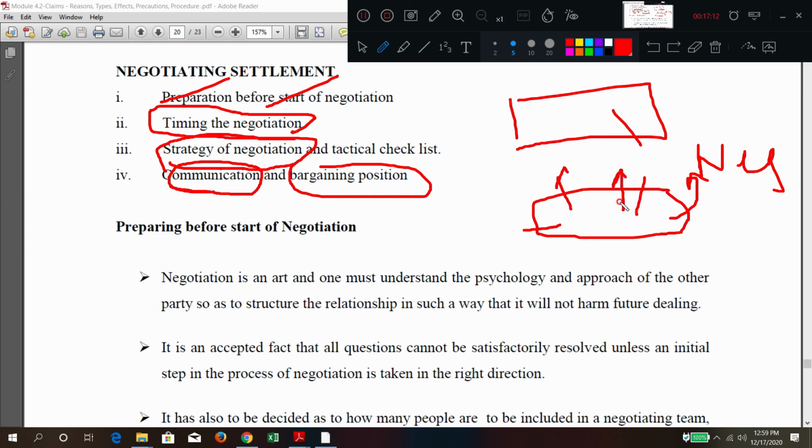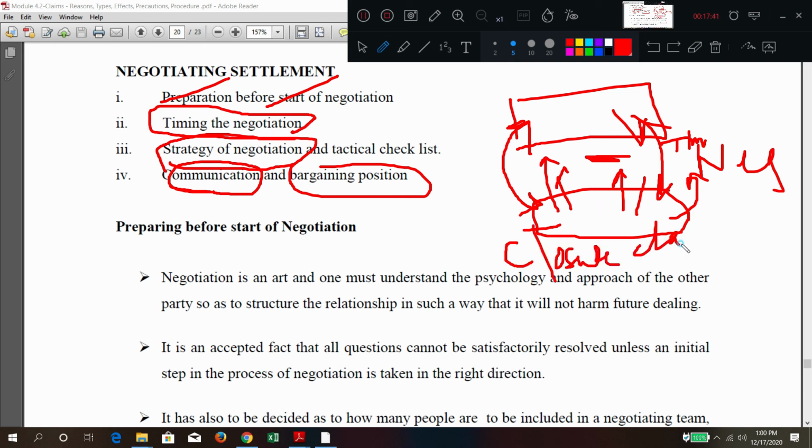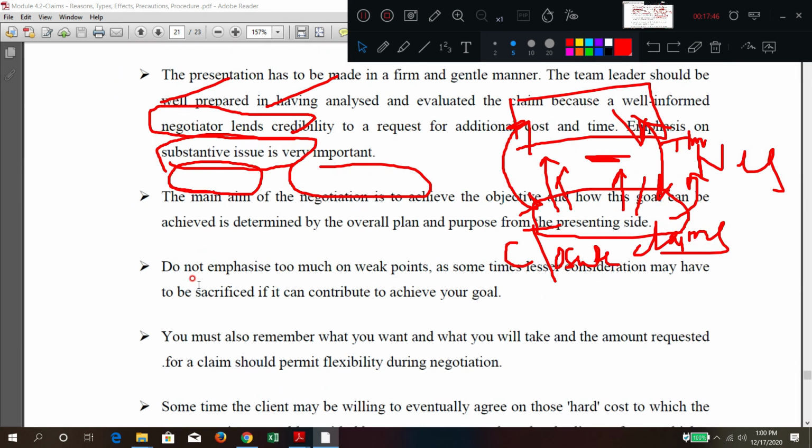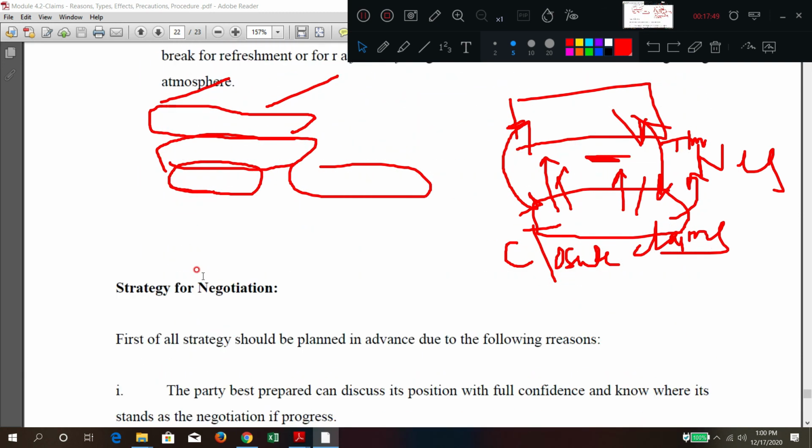Like that, step by step, the points will be spoken there. And last, communication means you can go for this one, you can avoid this claim, you can go only for this much amount. And bargaining will take place. Bargaining is nothing but settlement. Finally, an intermediate amount or an intermediate time extension is settled, which will be obeyed by both parties, and we call it closure of claim. Both parties will sign it. These are the detailed points. You can refer to that.